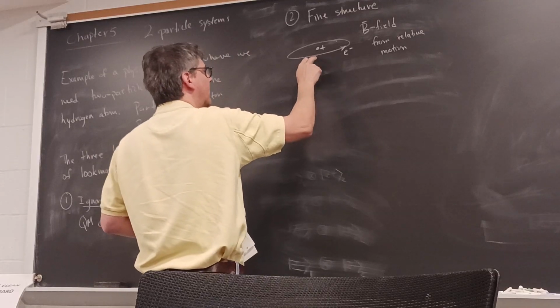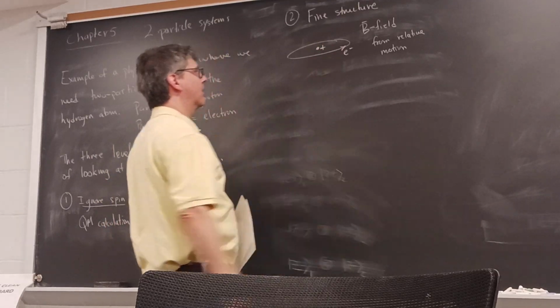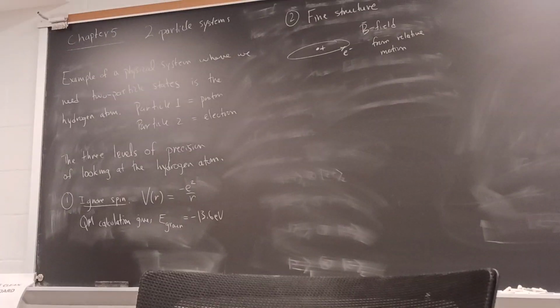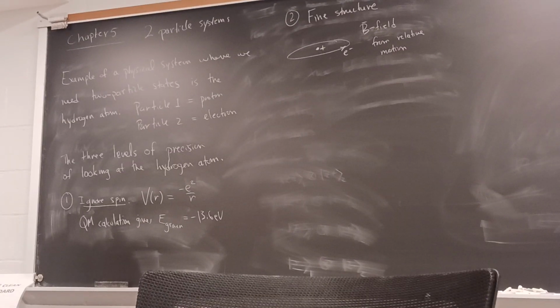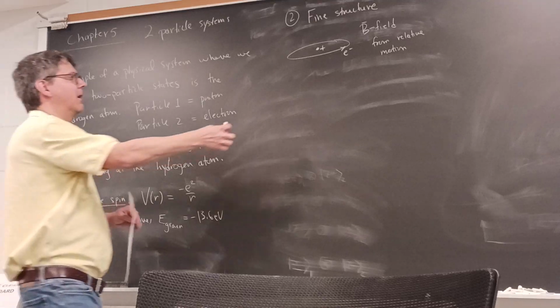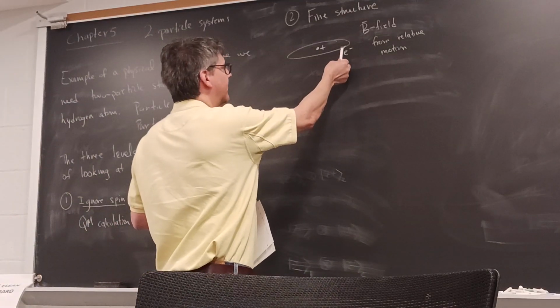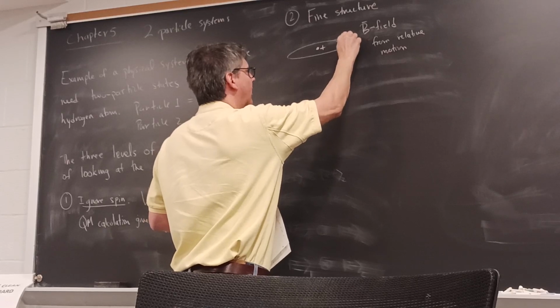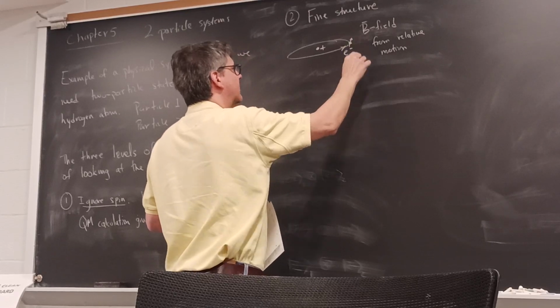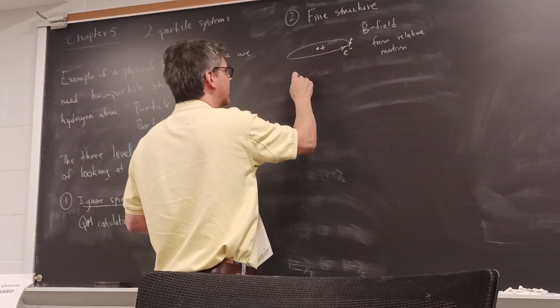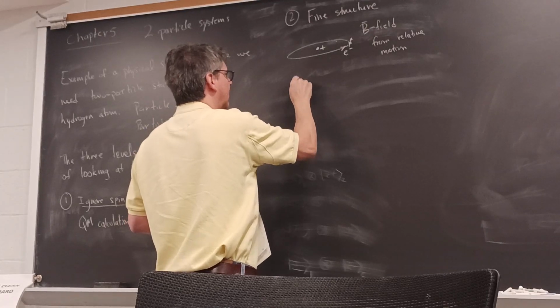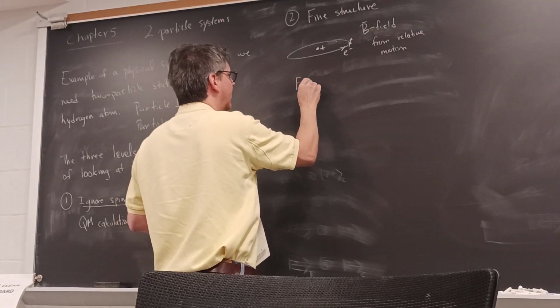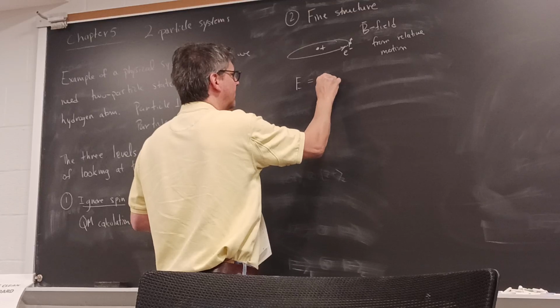Okay, so from the electron's perspective, the proton is going around it in a circle, if you just consider the planetary picture here. And so you're going to have a magnetic field where the electron is, and if you've got your electron here with some spin, it's going to feel a magnetic field, and then E here is minus mu dot B.